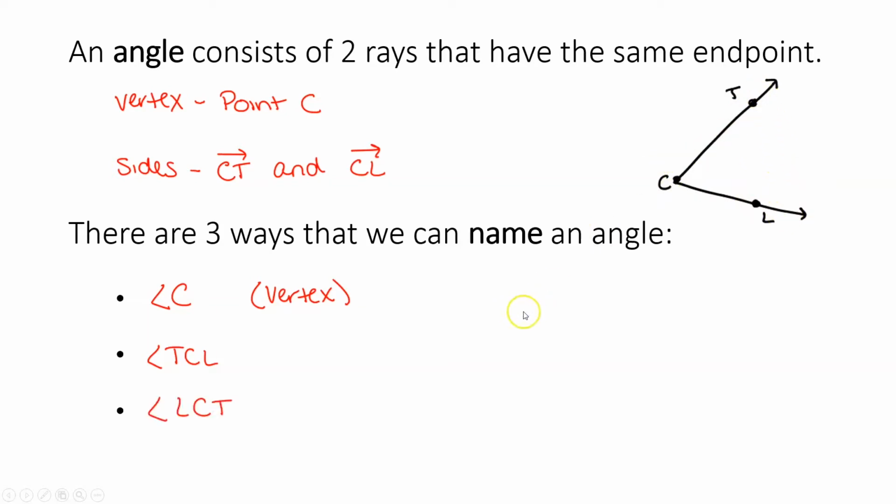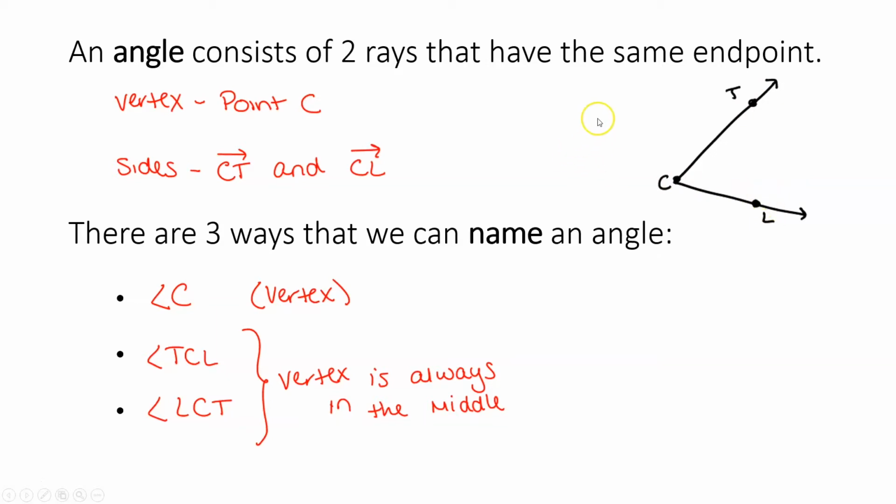You can also trace it the other way. So you could say L, C, T. Notice that the vertex is always in the middle, because the vertex is always the second point that you get to. So if you start from L to C to T, there's your vertex, or T to C to L, there's your vertex. I could not name this angle CLT because that would imply that L was the vertex, and it's not.